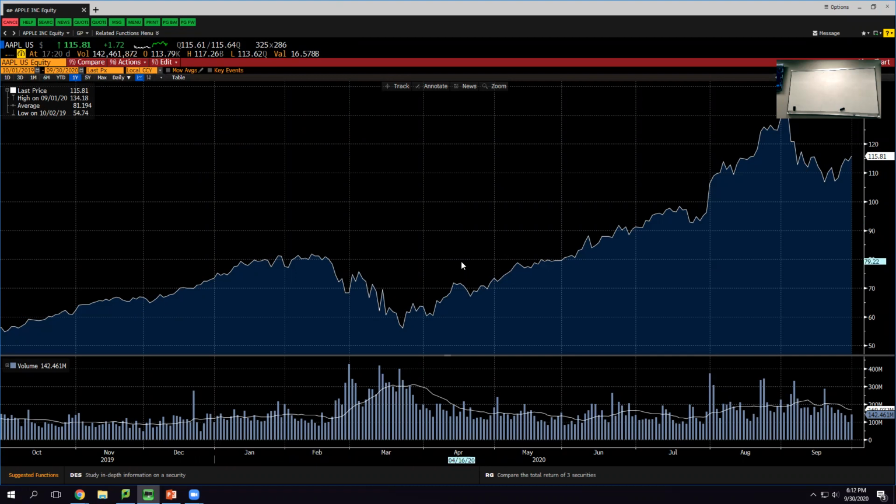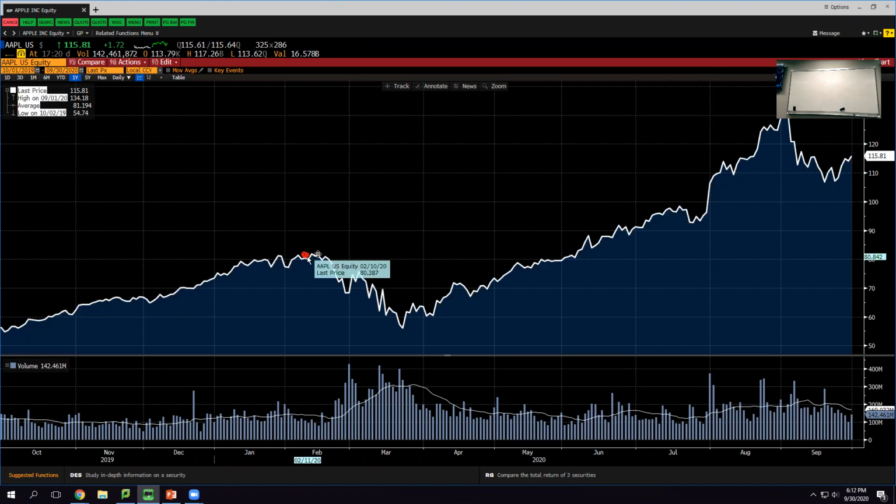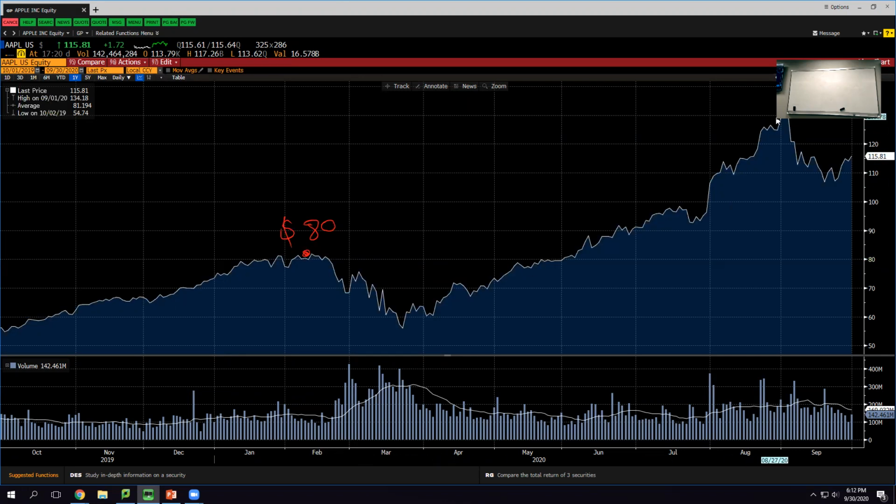For example, look at here. When you bring your mouse on it, you see that it's $80. So if you bought Apple here for $80, and then say, for example, you sell it here, which is $134. Let's say $140.